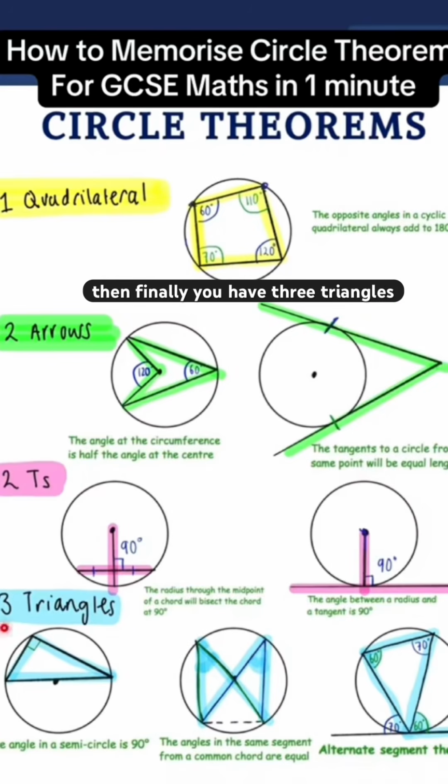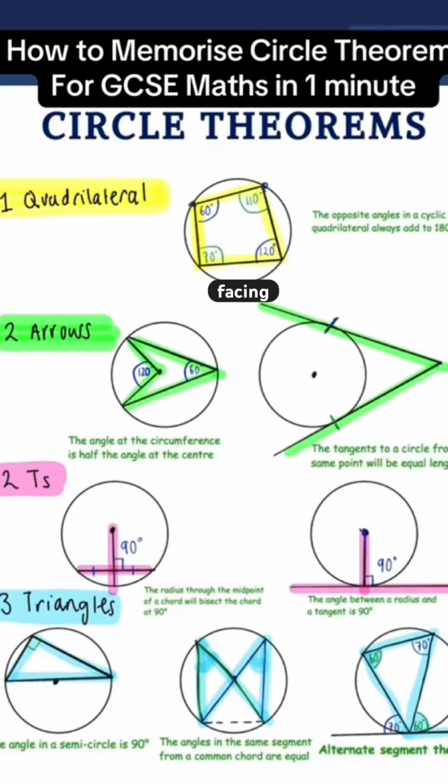Then finally, you have 3 triangles. You've got a triangle within the first half, within your semicircle. You've got 2 triangles, kind of like a mirror facing each other. And then you have alternate segment theorem, which contains a triangle with a line extended outwards. So altogether, you have quadrilateral, 2 arrows, arrow inside, arrow outside, 2 T shapes, T inside, T outside, and finally 3 triangle shapes. Now, when it comes to actually memorizing a theorem, this comes with practice.